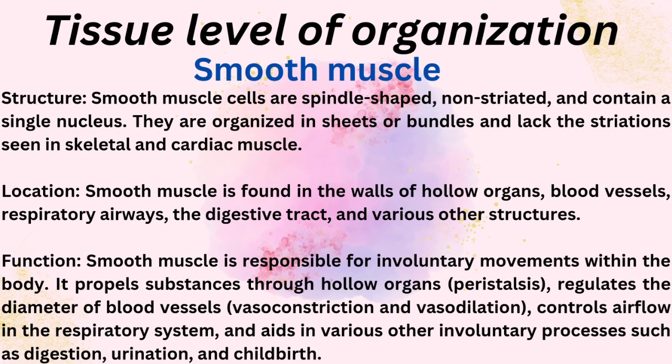It propels substances through hollow organs, as in peristalsis. It regulates the diameter of blood vessels, vasoconstriction and vasodilation, controls airflow in the respiratory system, and aids in various other involuntary processes such as digestion, urination, and childbirth.